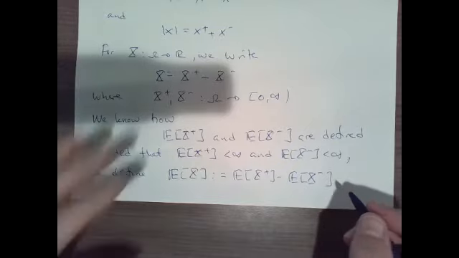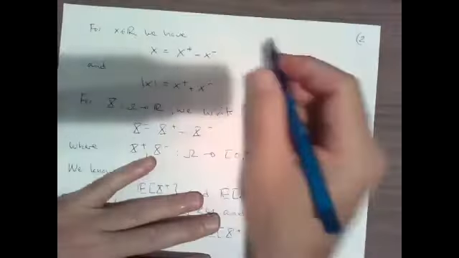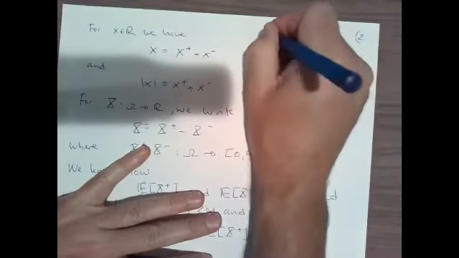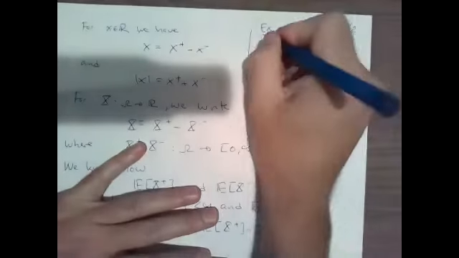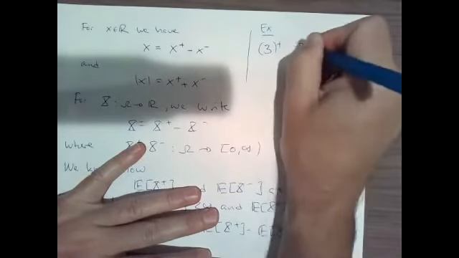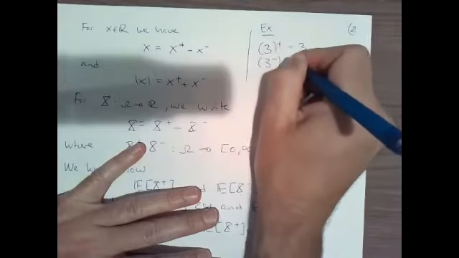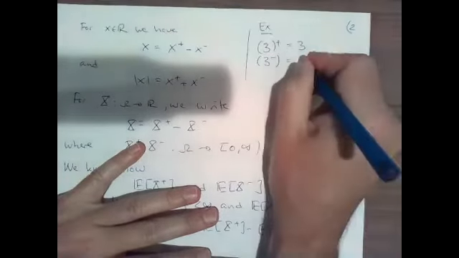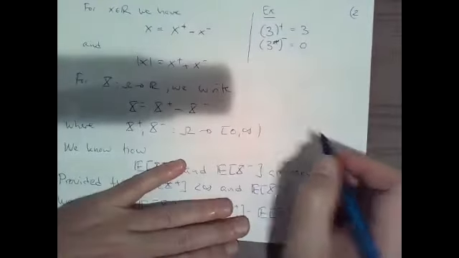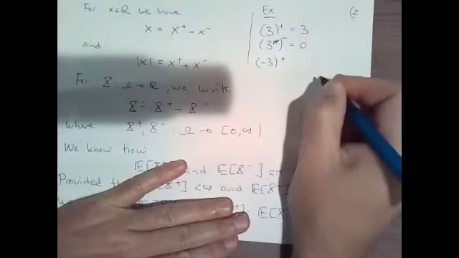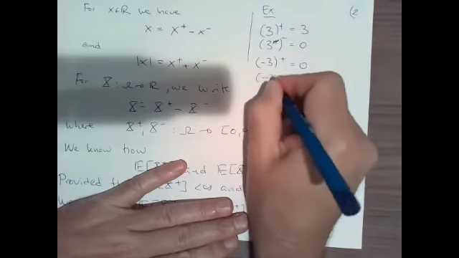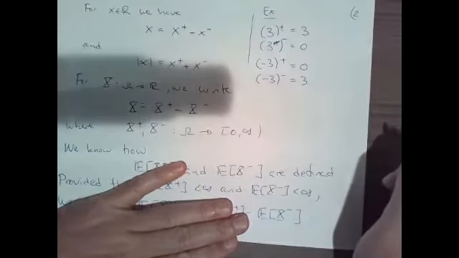Well, there was a question up here, what is x minus? Maybe we should just look at some examples. If I take 3 positive part, I'm going to get 3. If I take 3 negative part, I'm going to get 0. If I take minus 3, take positive part, then I get 0. If I take minus 3 negative part, I'm going to get 3.